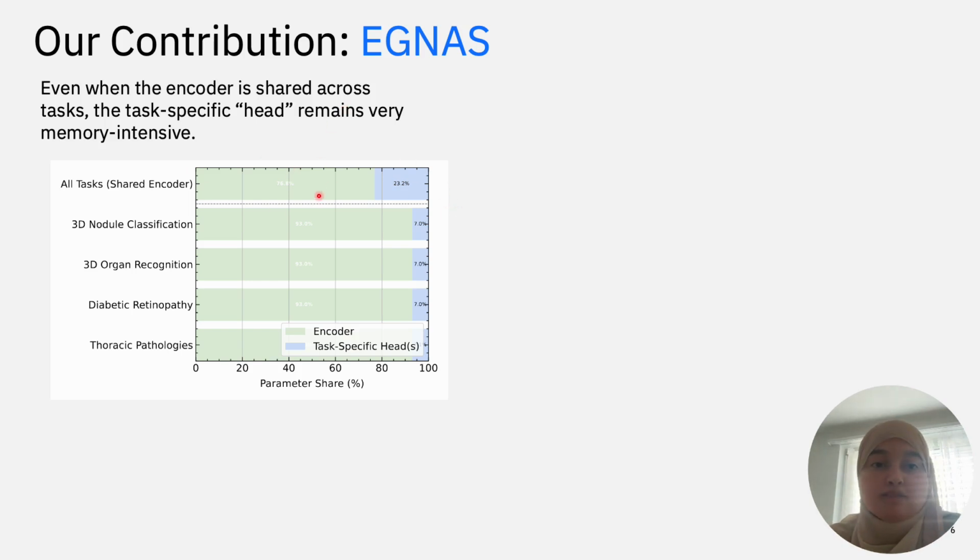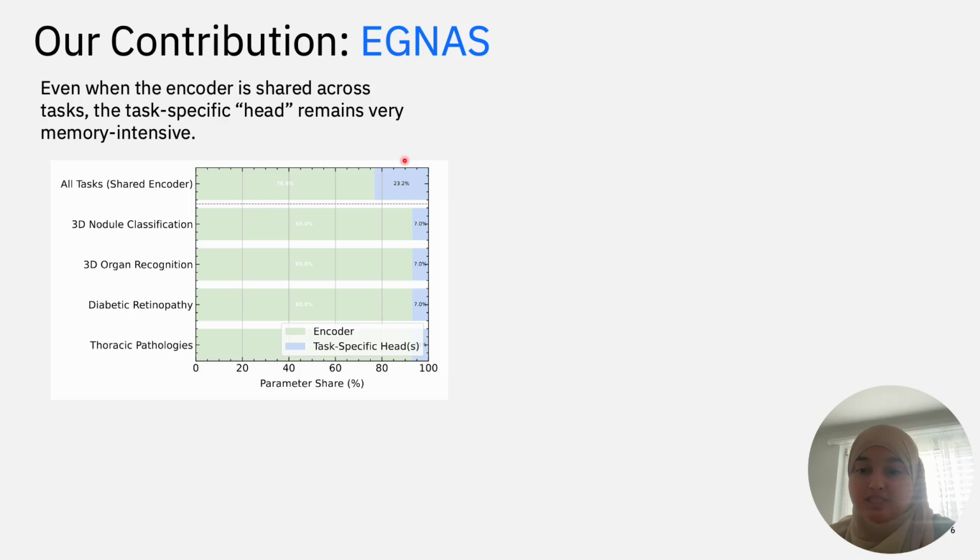In an all-tasks shared-encoder model, you can see in this graph, when you compare the number of parameters, that these heads take quite a large percentage. You can see 23%. And of course, this increases as we increase the number of tasks we want to do. This is only for 4 different tasks, where we have 23%. But if you look at 10 different tasks, then it goes to 40%, and it goes to a significantly higher number.